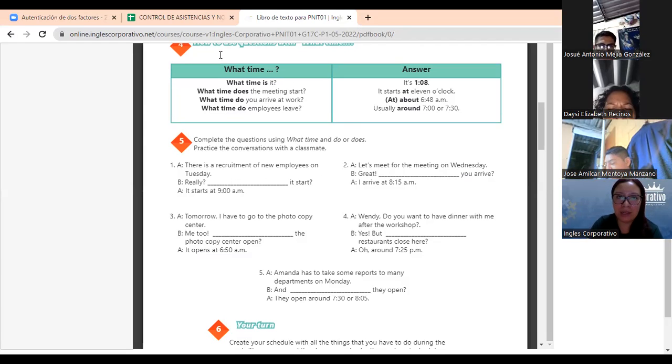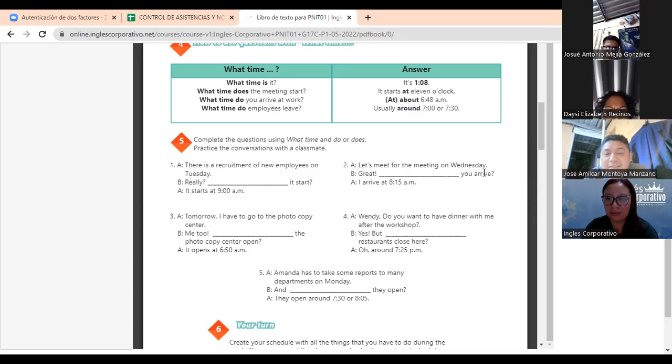Vamos con José Amilcar. Léala usted las tres, Amilcar. Las tres del número dos. Let's meet for the meeting on Wednesday. Great. ¿Cómo sería ahí, teacher? Ya está, la instrucción dice que solo puedo preguntar what time y do or does para completarlas.